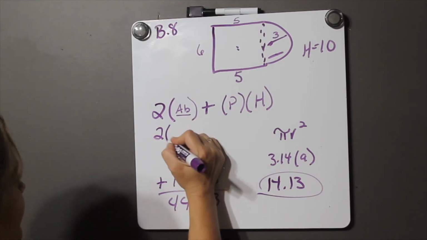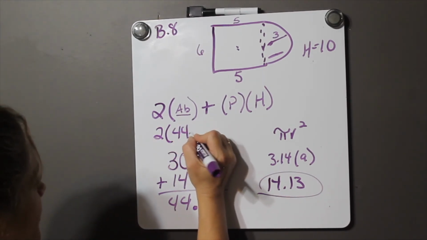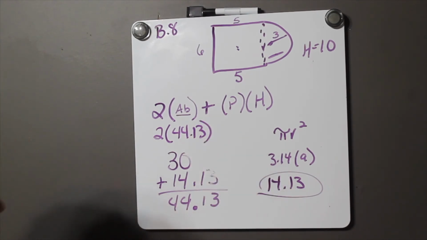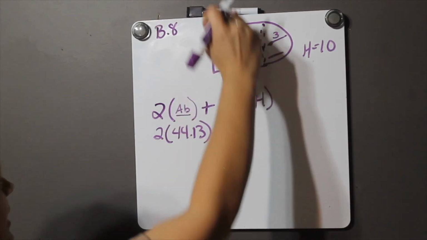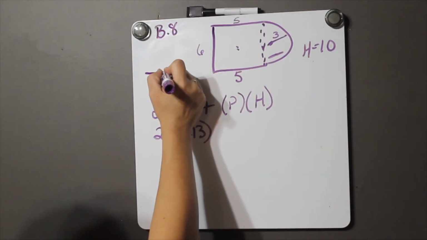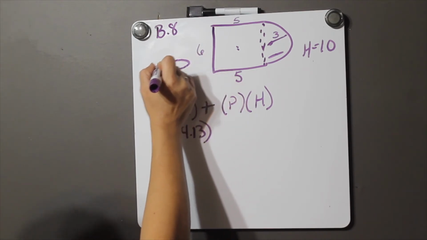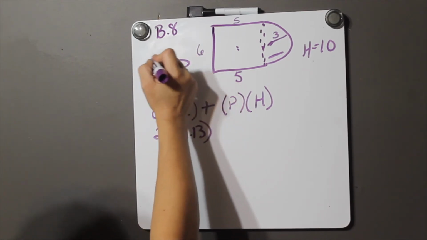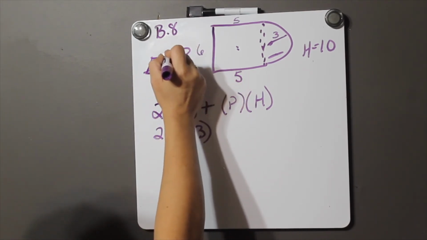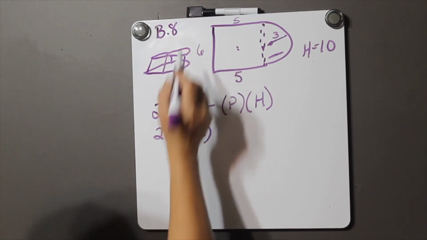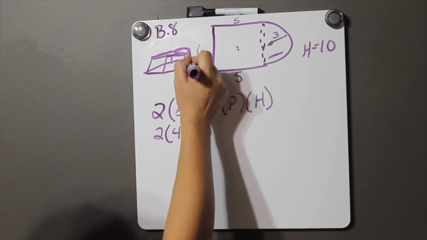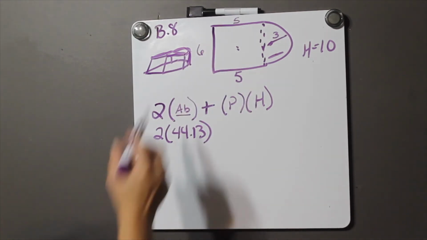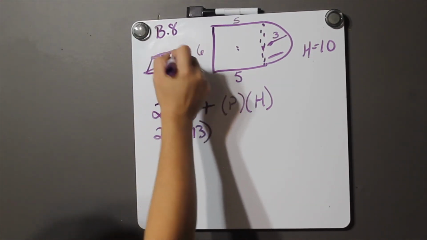So we got 2 times the area of the base, which is 44.13. Alright, so that gives us two bases, the top and the bottom. So remember, we've got a top and a bottom. This is a three-dimensional figure that goes like that, and then it comes up, and it does the same thing again. The one in the book looks a lot better than mine. Yeah, something like that. It's a three-dimensional figure, so we have a base and then another base.